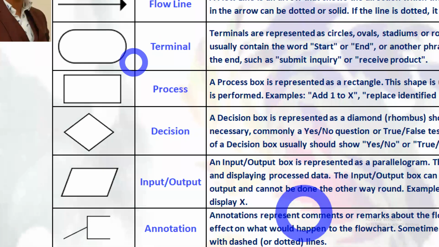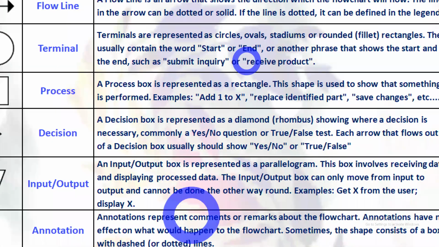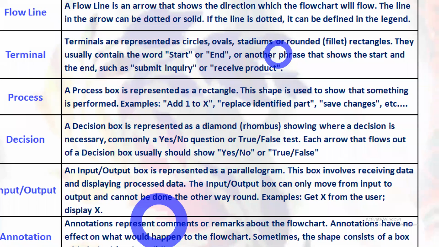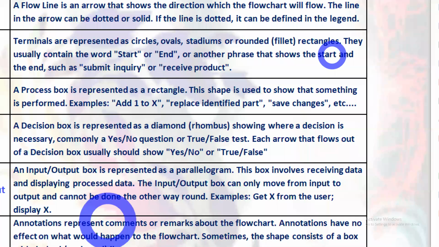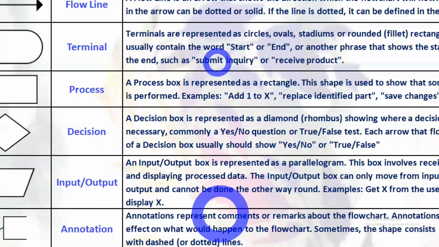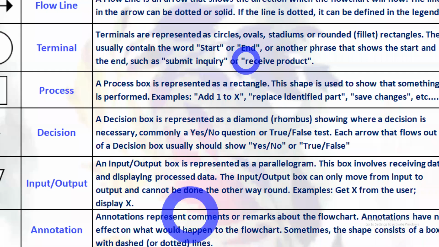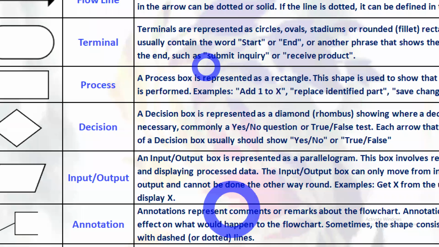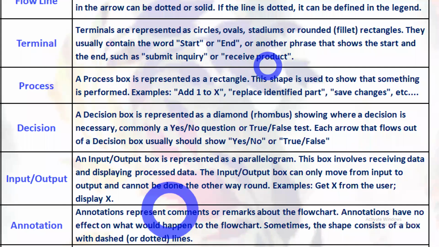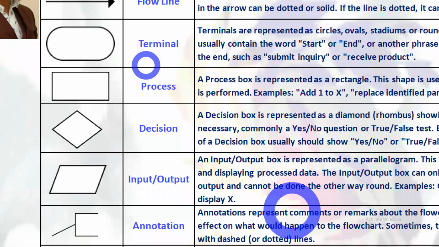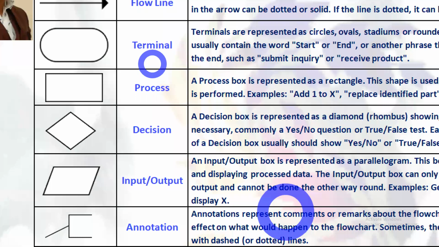Terminal. Terminals are represented as circles, ovals, like stadiums or rounded rectangles. They usually contain the word start or end for representing the flowchart, or other phrases that show the start and the end, such as submit inquiry or receive products. Remember, for starting the flowchart and ending the flowchart, we are using the flowchart symbol called the terminal symbol.